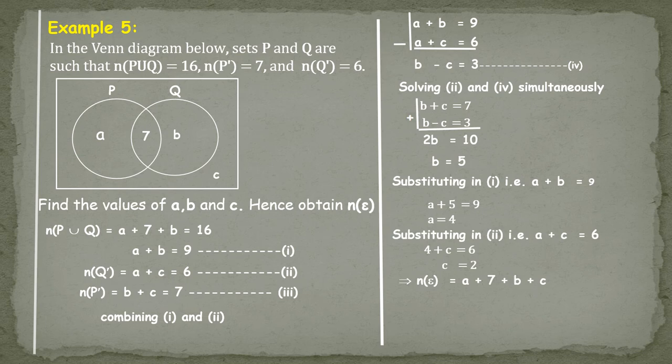That is the first part of the question. Find the values of A, B, and C. Hence, obtain the number in the universal set. We just add A plus 7 plus B plus C, and then we shall end up with our universal set as 18. Now that takes us to the next question.